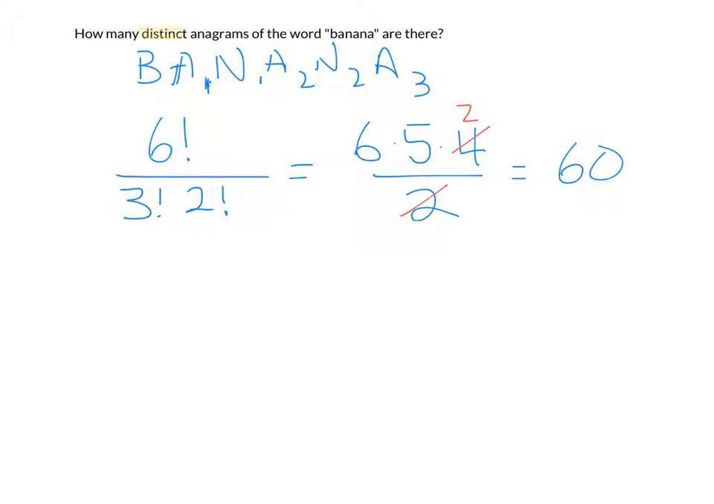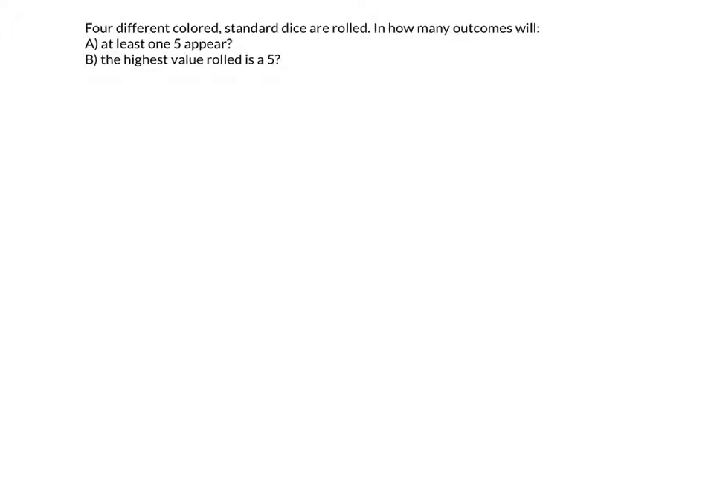So that means if you made the list and they were all distinct, you'd have 60 rearrangements of the letters of banana that would spell a word, in quotes. And so, there's the answer to this problem. Let's take a look at some other different kinds of problems. Here's a substantially harder problem, but we have a couple of nice entries into how to do this.